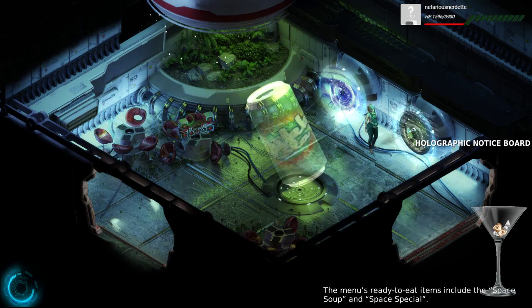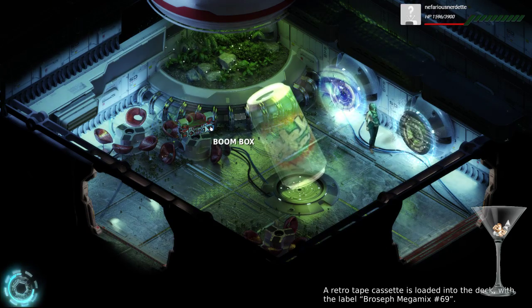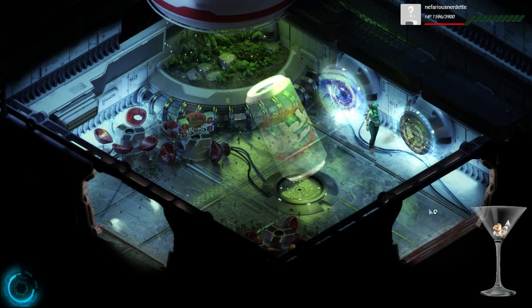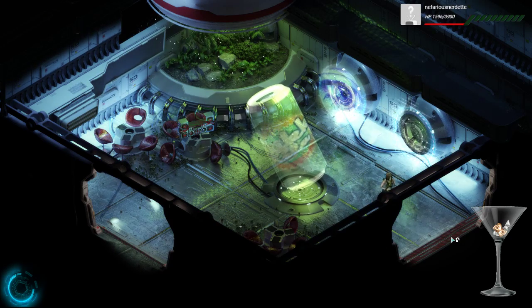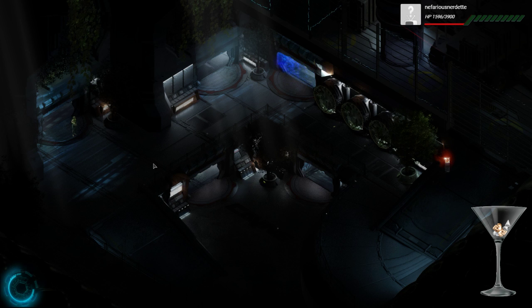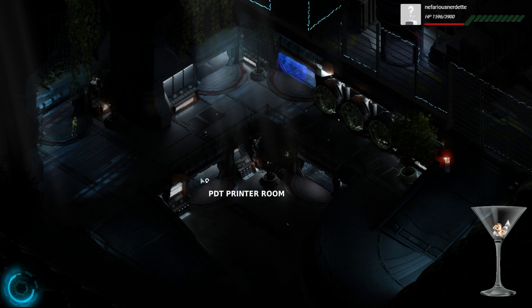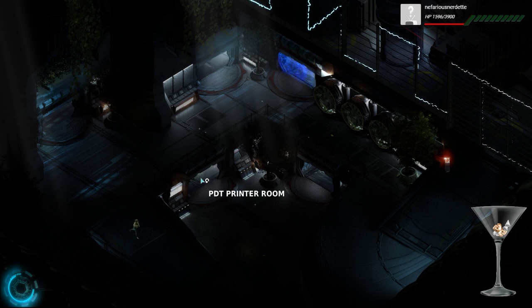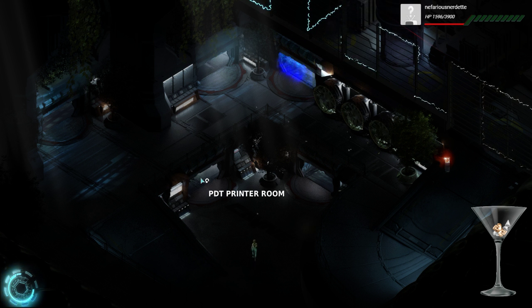Anything on the notice board? No. Alright, I've got a blank PDT. Maybe it's time for me to go back and fuck with the PDT printer? Quite possibly. Worth a try. At the very least, maybe I can insert, like, one component, and that's technically progress.